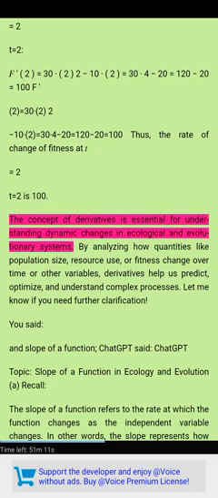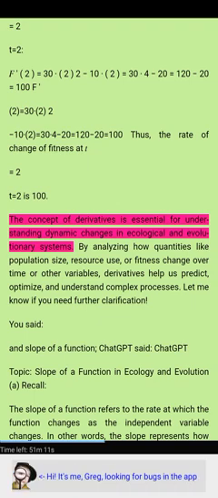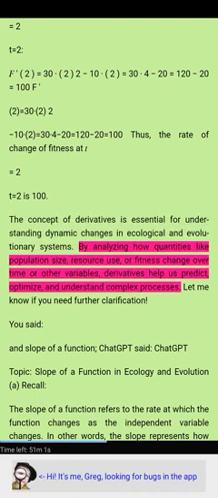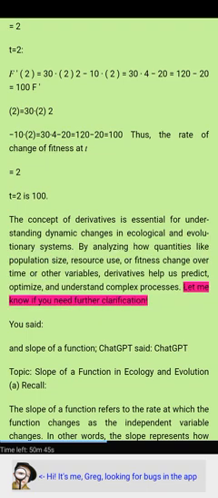The concept of derivatives is essential for understanding dynamic changes in ecological and evolutionary systems. By analyzing how quantities like population size, resource use, or fitness change over time or other variables, derivatives help us predict, optimize, and understand complex processes. Let me know if you need further clarification.